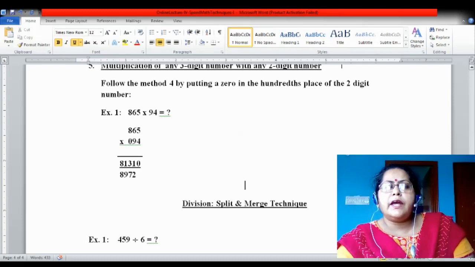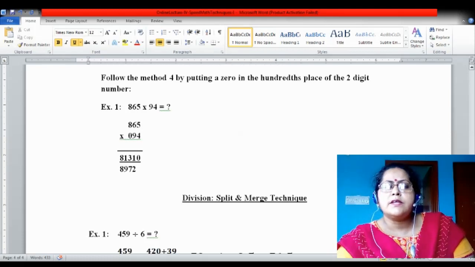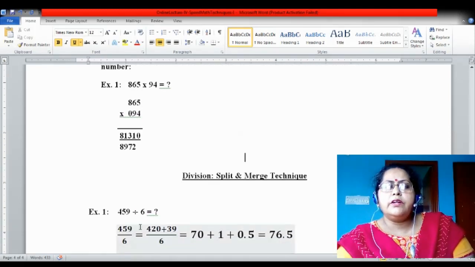So see, 459 divided by 6. What is a number which is close to 459 and divisible by 6? If I just look into 45, we know that 6 7s are 42, and 6 8s will go beyond 48. So what we can do is split 459 as 420 plus the rest, that means 39. So I just write it as (420 plus 39) by 6. So here we can get a quick answer. 6 7s are 42, we already know, so it's 70.